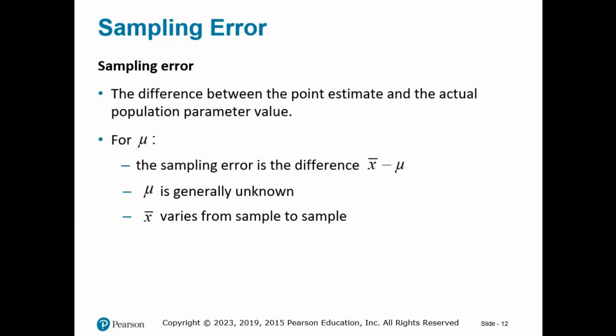For mu, you find this by subtracting x bar minus mu. Now mu is generally unknown and x bar varies sample to sample, but we can still calculate a maximum value for the error simply by defining the level of confidence that we want to use and by taking a sampling distribution. Here's how we do this.